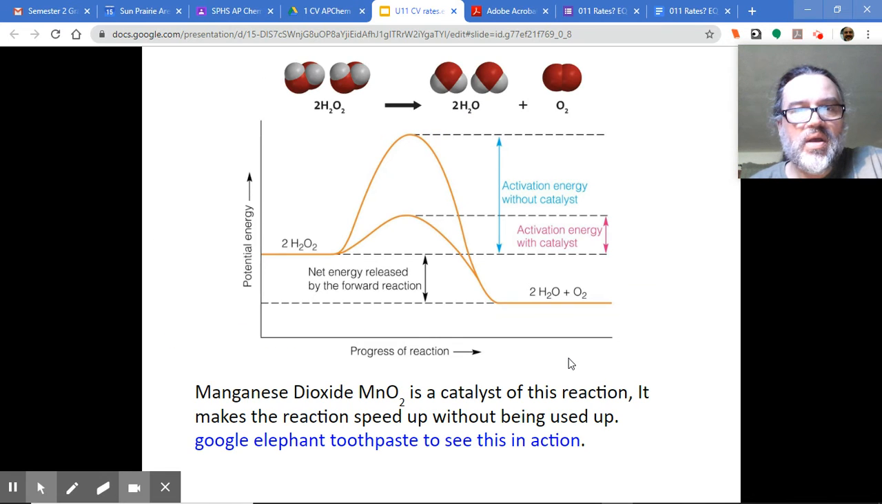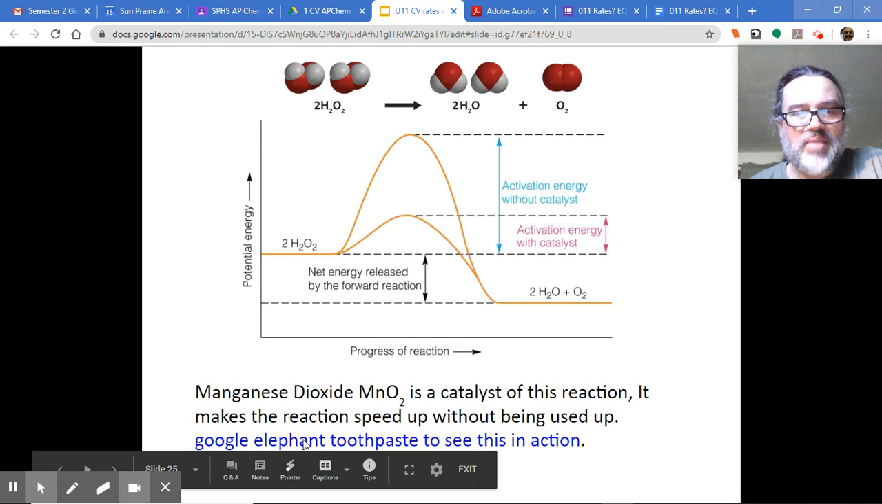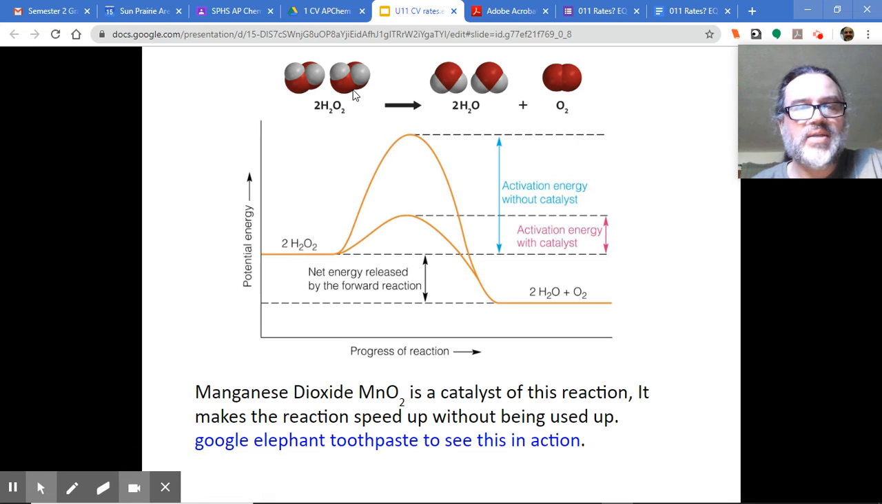A couple of common examples. Maybe you have ever seen elephant toothpaste, Google that. It's a fun video. You'll see some stuff. Elephant toothpaste involves something very common you have at home, hydrogen peroxide. You probably have it in a medicine cabinet, and it's in a brown bottle so sunlight doesn't hit it. If sunlight hits it, it'll decompose even faster. I think it's UV radiation that causes it to break apart into water and oxygen. And if you wanted to, you can make it go faster even without that. You can use a catalyst.